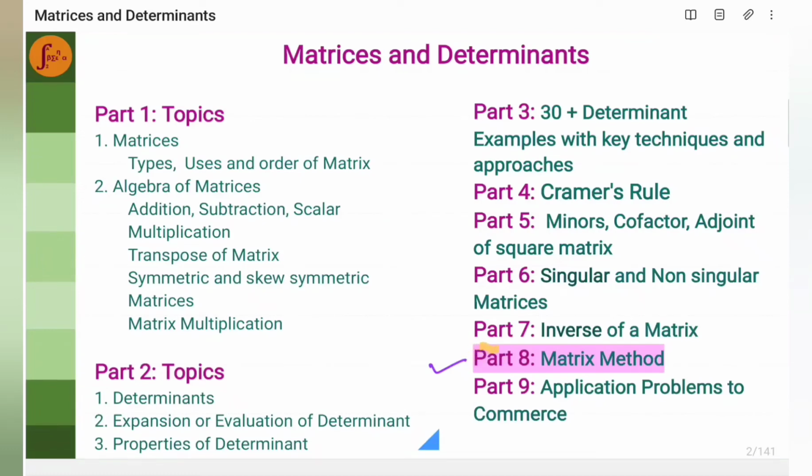Hi everyone. In this video, we'll go through a topic related to the matrix method. Before going through the matrix method, as a prerequisite, you should have gone through minors, cofactor, adjoint, and inverse of a matrix. All these concepts of adjoint and inverse should be clear before you go through the matrix method.